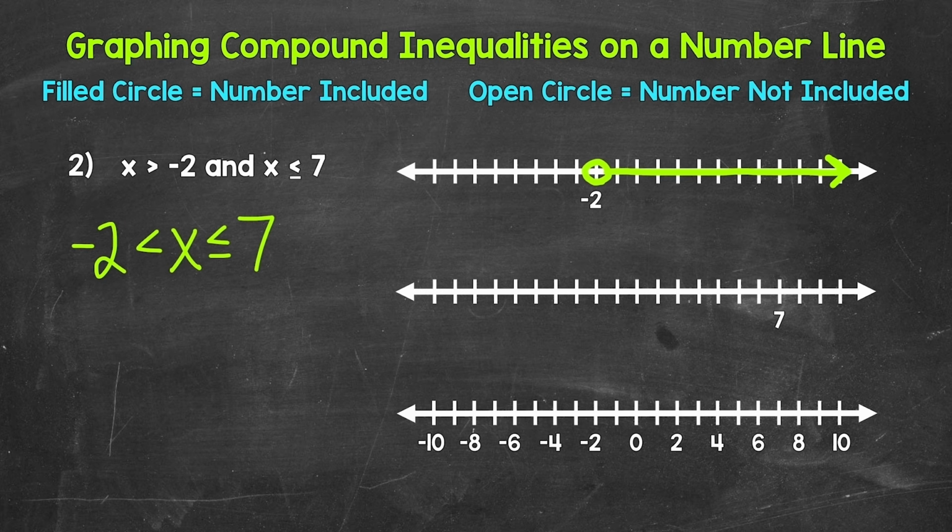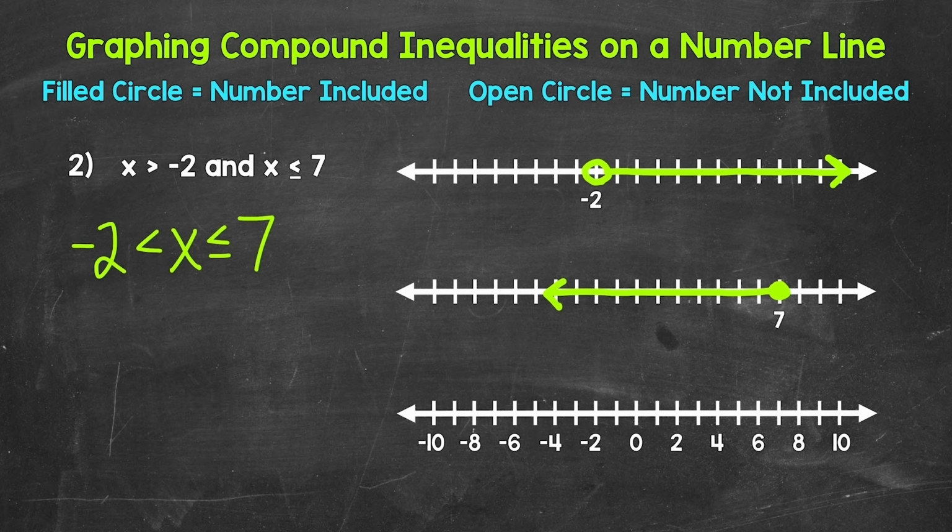Next, we have x is less than or equal to 7. Now, 7 is included, so we need a filled circle at 7 and then an arrow going left representing everything less than 7. And that's x is less than or equal to 7. 7 is a solution and anything less than 7.